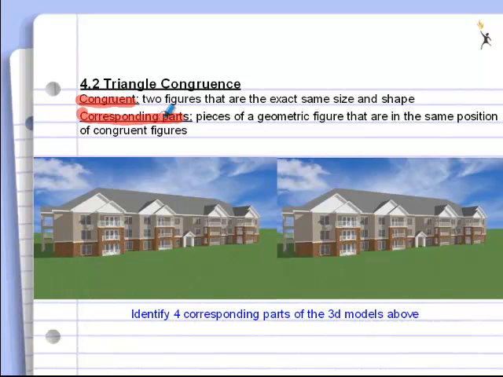Corresponding parts. Corresponding parts are pieces of geometric figures that are in the same position on congruent figures. If you don't have two congruent figures, you can't have corresponding parts. If you don't have corresponding parts, you don't have two congruent figures.